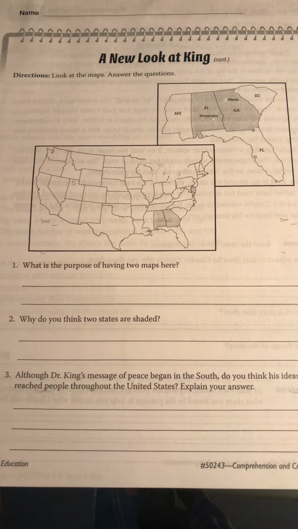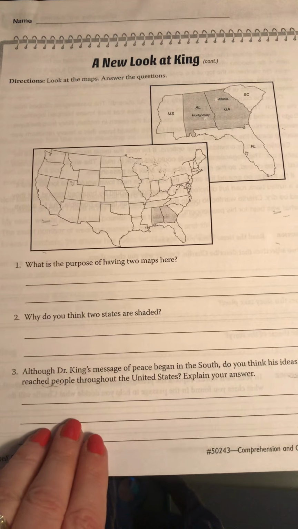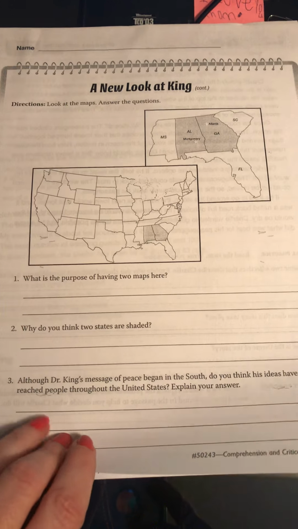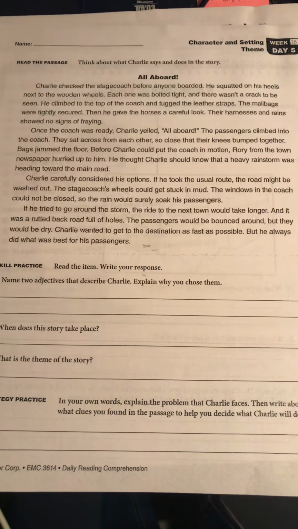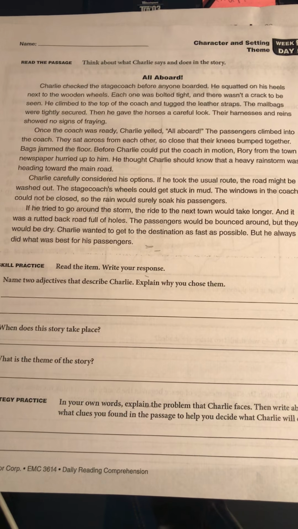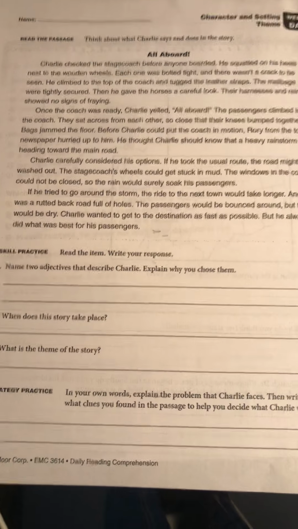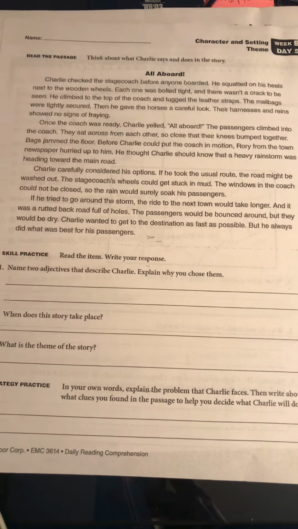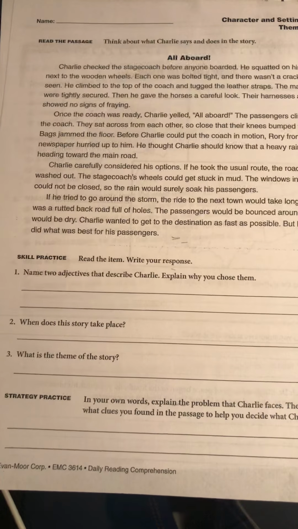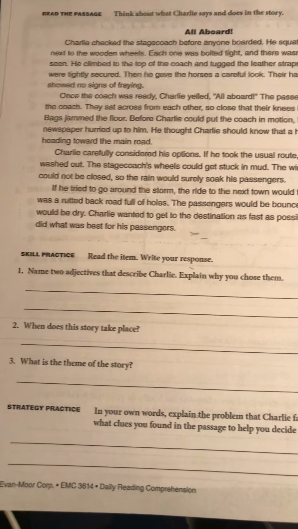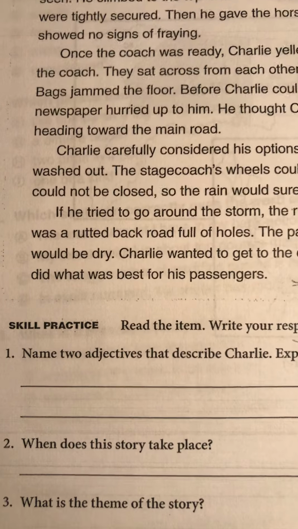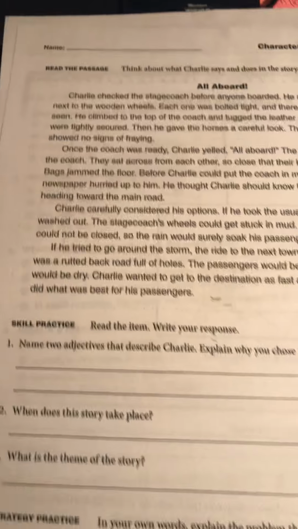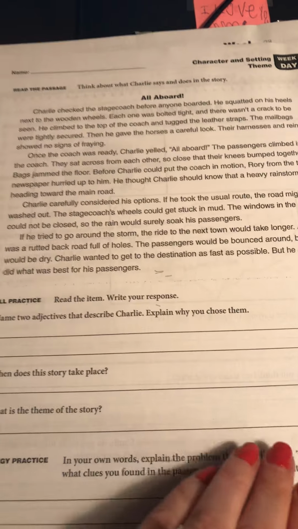Okay. And then you have 2 maps, and you're going to use those maps to answer your 3 questions on that page. Okay. And then you have a page like you've had all week. All Aboard is the name of the story. It says, think about what Charlie says and does in the story. And you're going to answer questions 1 through 3. And I want you to do the strategy practice. The one question that I want to look at is number 1. Name 2 adjectives that describe Charlie. So remember, adjectives are words that describe a noun. Charlie is a noun.